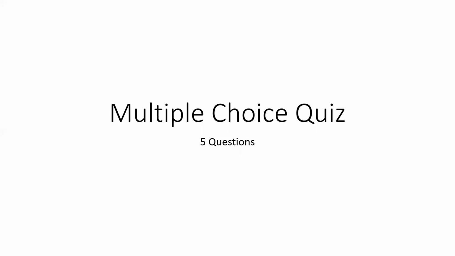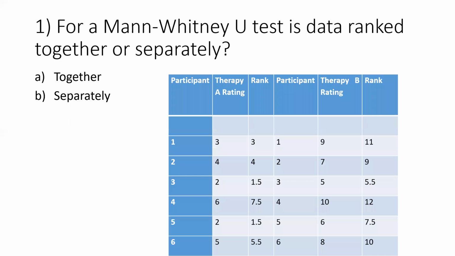Now let's try this multiple choice quiz. There are 5 questions. Question 1: for the Mann-Whitney U test, is data ranked together or separately? A, together, or B, separately? Pause here if you need more time to think about this question. The answer is A. Data is ranked together for the Mann-Whitney U test.